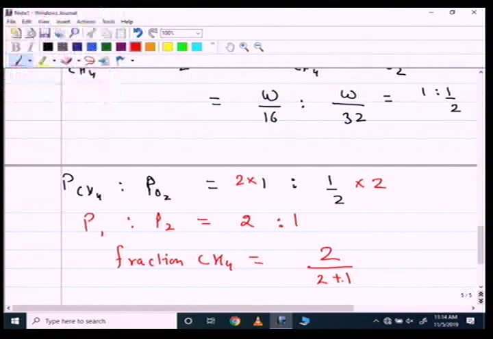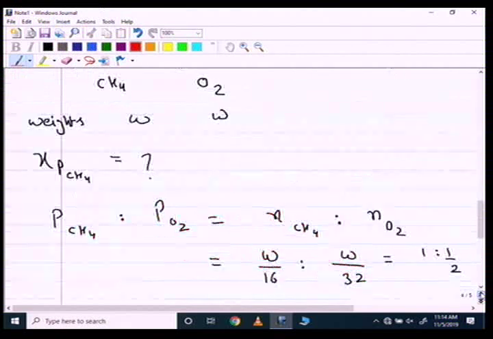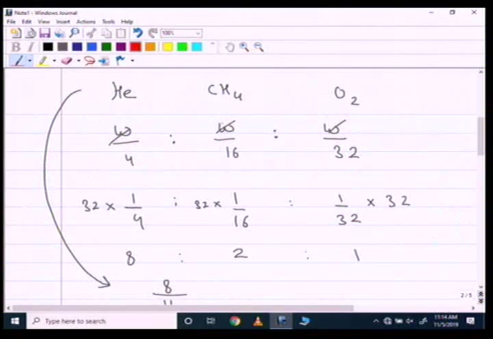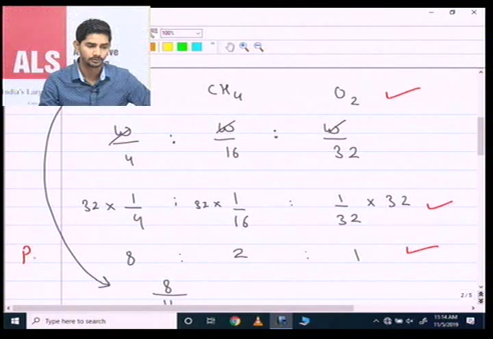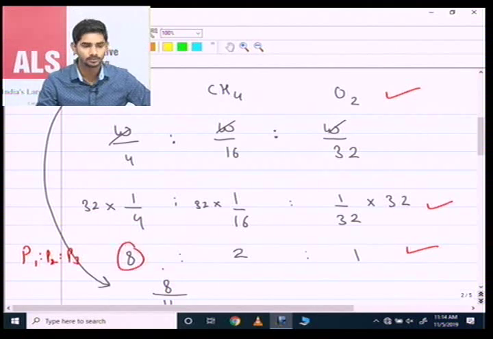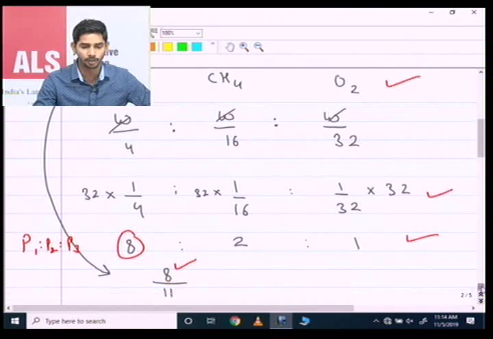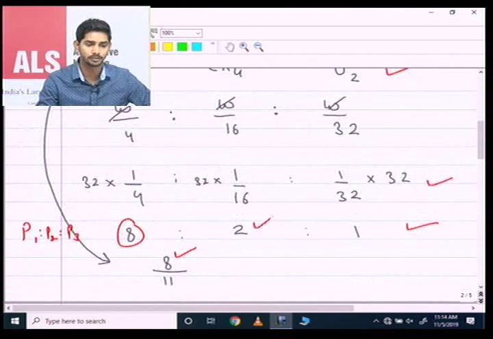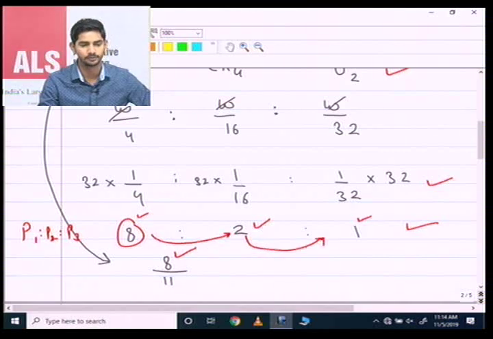Now, let's suppose we have got three gases, like in the previous question. Look at this. I have just calculated P1 is to P2 is to P3. And after that, I have to calculate for this one. So I put this value in the numerator, and in the denominator the sum of all these values: 8 plus 2 plus 1, which is 11.